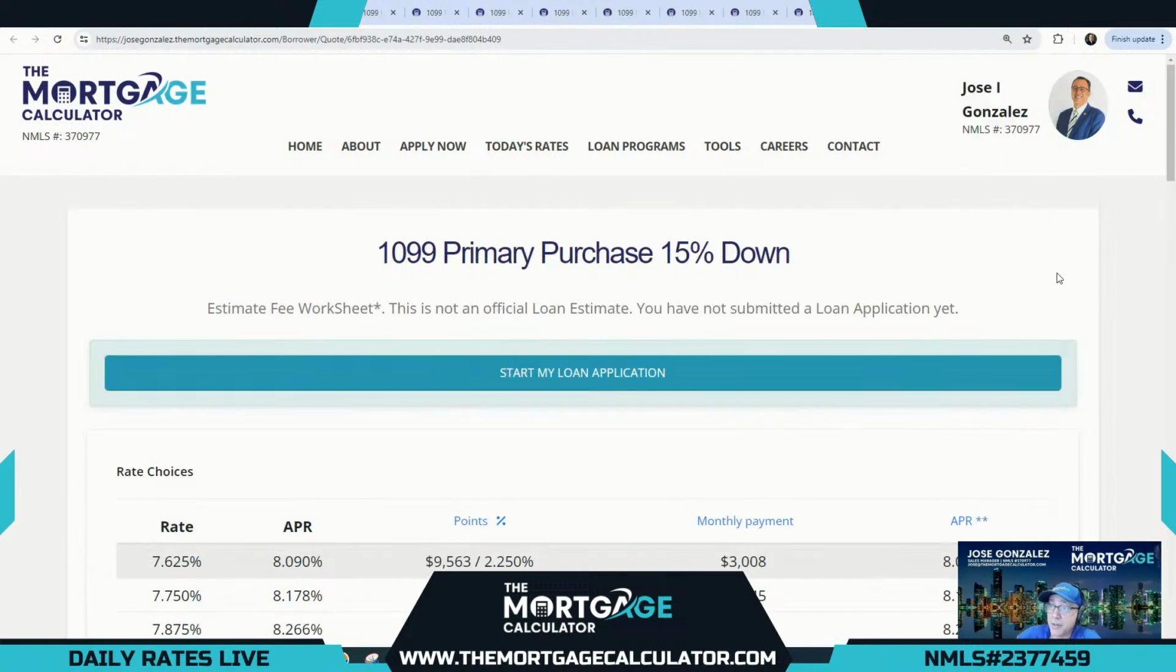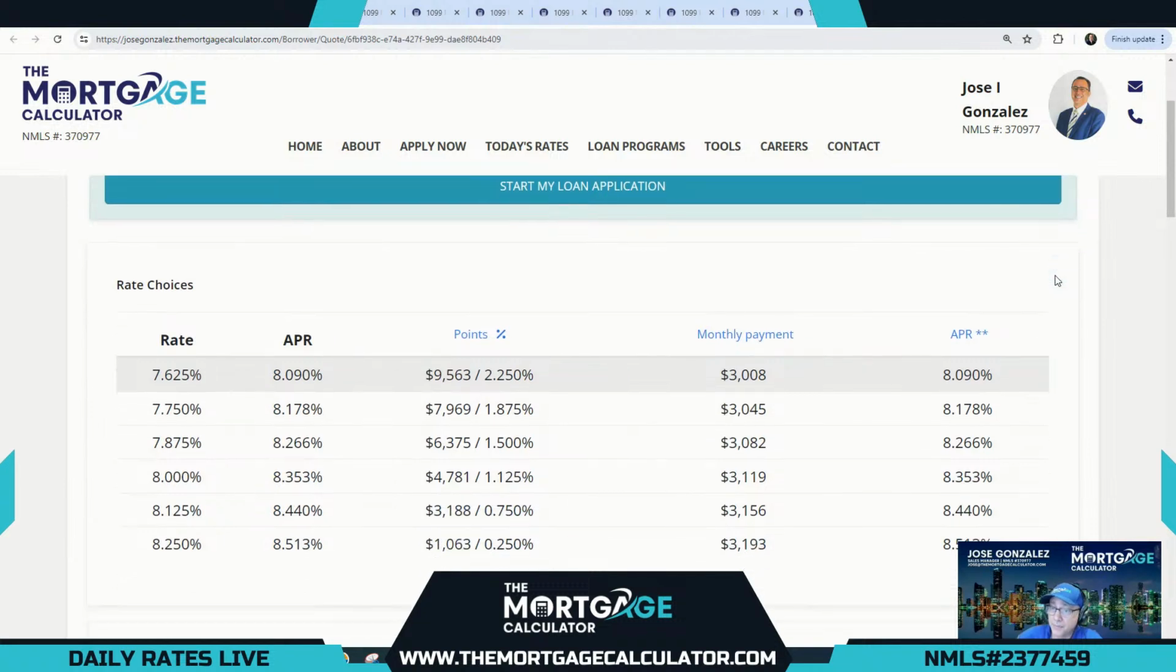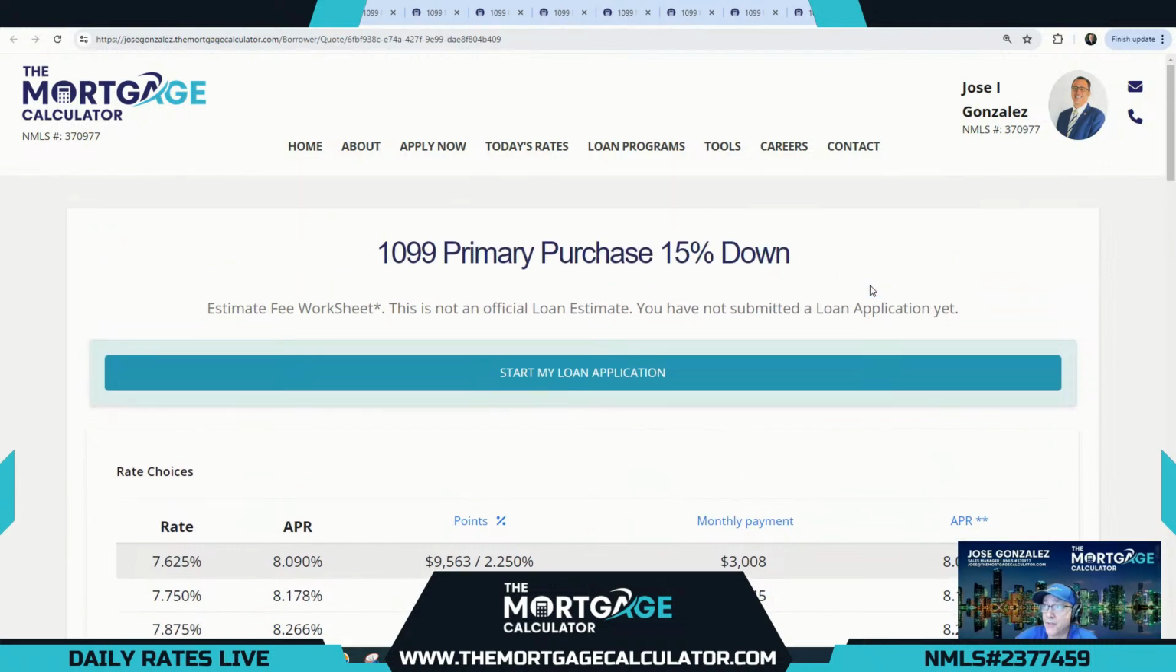Now, second option here, still primary. Now we're at 15% down, and now we see much better rates, right? 8.25 is almost at par, and you can buy that down all the way to 7.625 at a cost of 2.25. This is for our 15% down primary option.